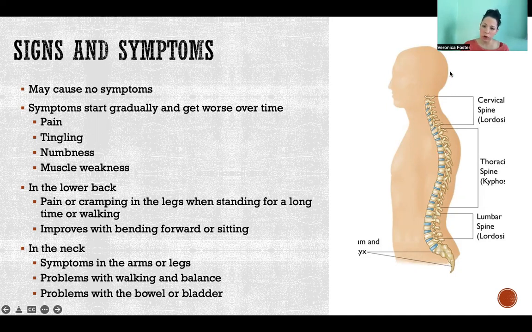It also sometimes occurs in the cervical spine, that's in the neck, way up here. If that's the case, then it's more likely to cause symptoms that radiate out to the arms. It can also cause problems with walking and balance, and it can even cause problems with the bowel or bladder, depending on what exactly is being impinged.